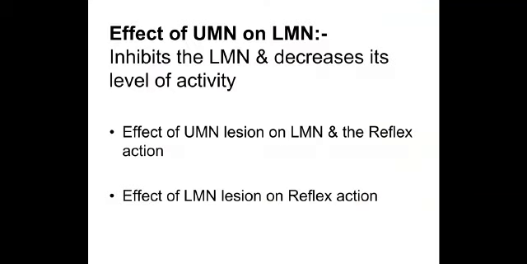The upper motor neuron inhibits the lower motor neuron and lowers its level of activity. The effect of an upper motor neuron lesion on the reflex action is what we'll be dealing with. Whenever the upper motor neuron is inhibiting the lower motor neuron, activity decreases. So, the effect of the lesion on reflex action.